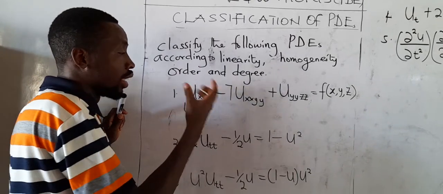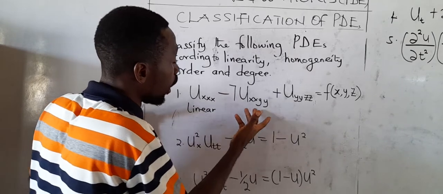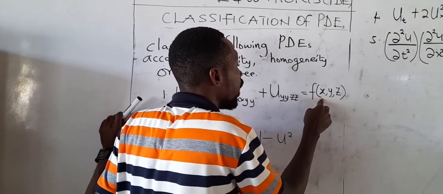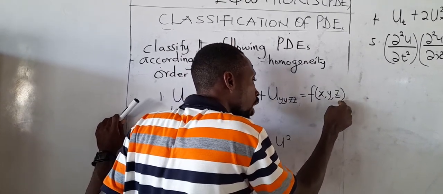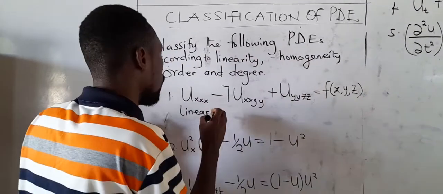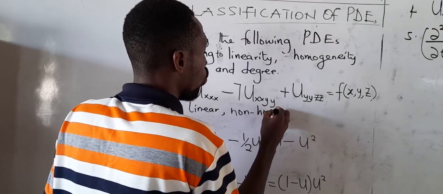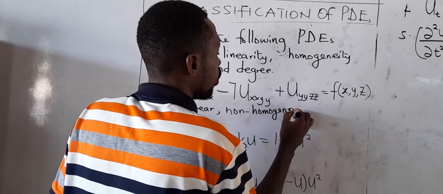Is there a partial derivative or the dependent variable in all the terms? There is here, there is here, there is here. But check, this function is dependent on x, y, z. There is no dependent variable there. So it is not homogeneous. It is non-homogeneous.